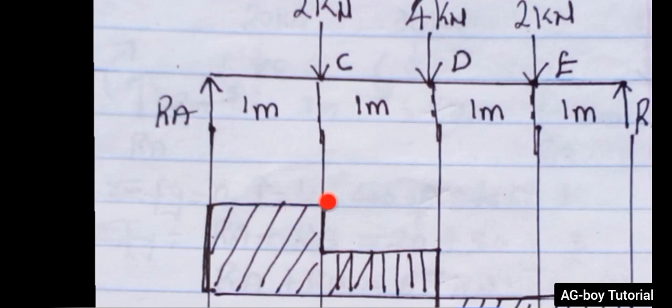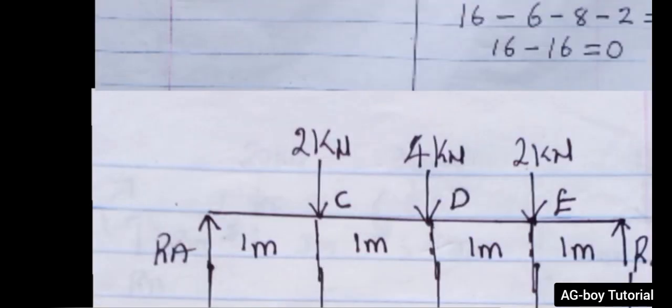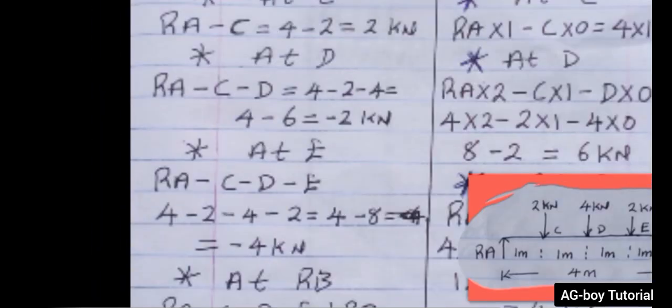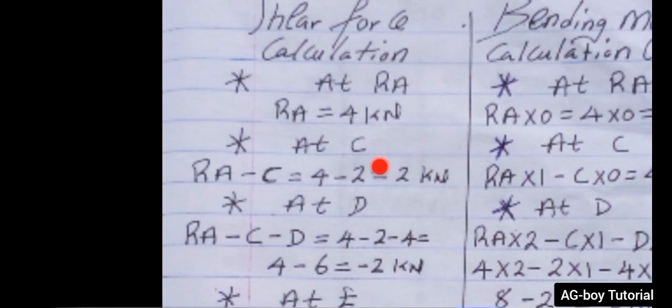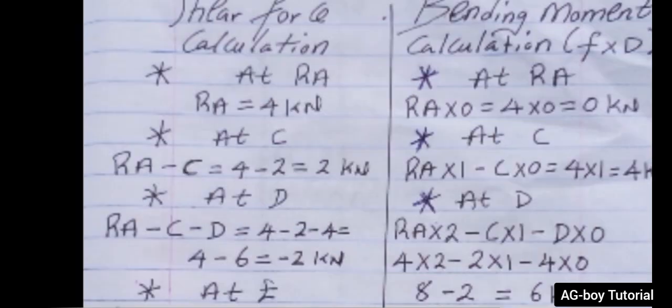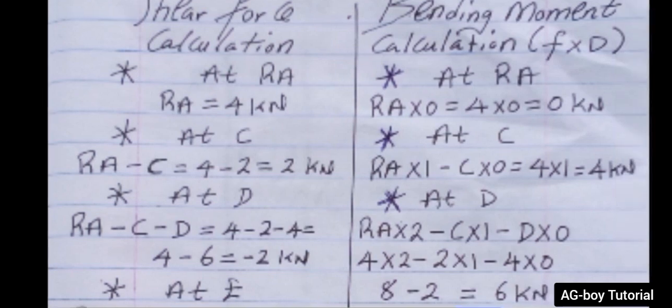Then at point C, we also have 2 kilonewton pulling it, and since it's put downward, we are going to have it pulling downwards with 2 kilonewton. So at this point here, we are going to have 2 kilonewton. That is what we have here at point C in our shear force calculation. At our point C, we have 2 kilonewton. So at our point D, we also have negative 2. So let's see how we got that one also.